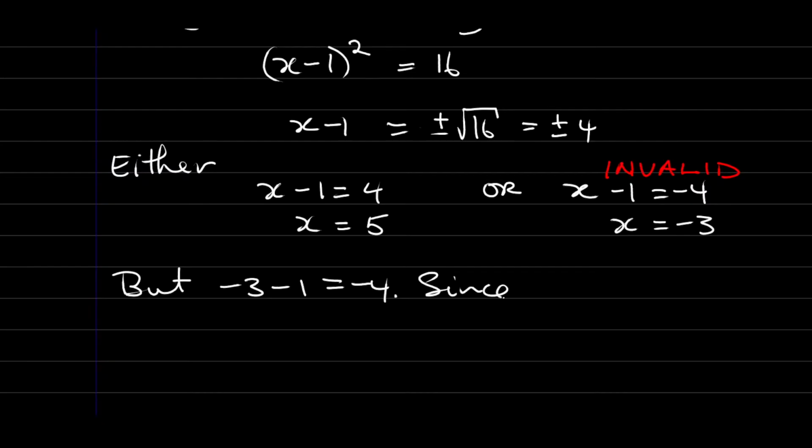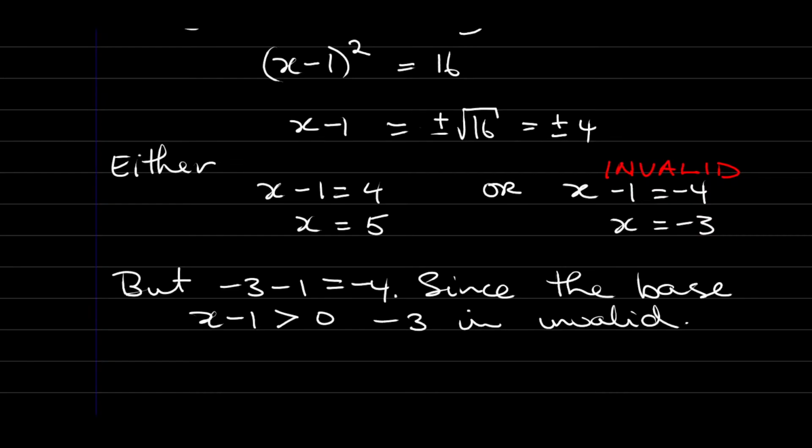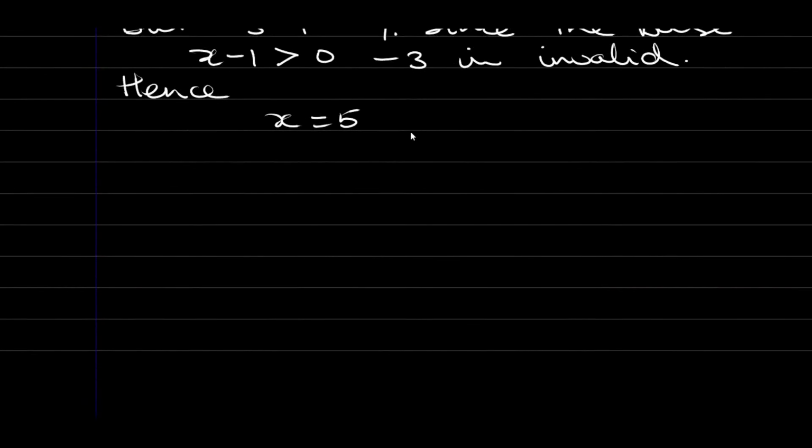So since the base x minus 1 must be greater than 0, negative 3 is invalid, right? And therefore, hence, the solution is x equal to 5, okay? With x equal to 5, we get a positive value, okay? Let's move on. I'll add a new page and start on the next one.